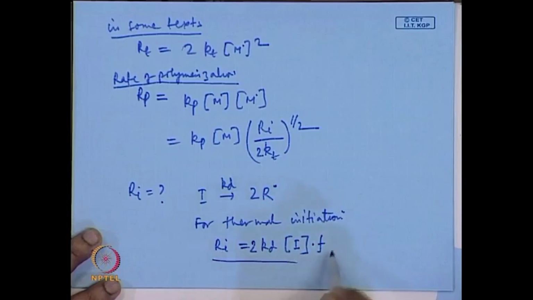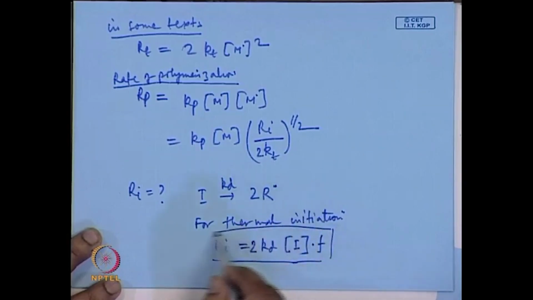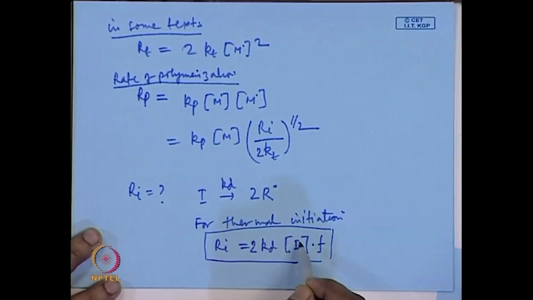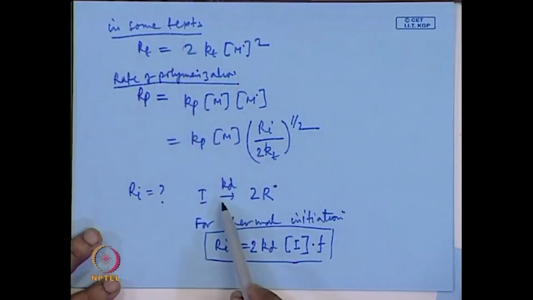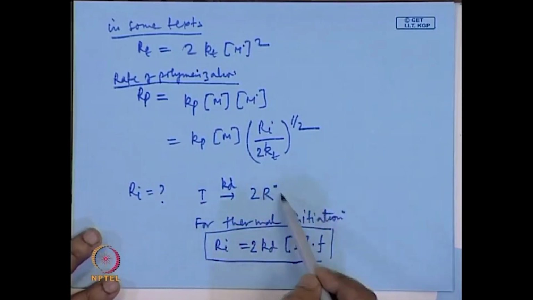So, this would give the total expression for the rate of initiation: rate constant of the dissociation, initiator concentration, this is the efficiency of initiator, and 2 we are writing because we are following the same conventions here. And the logic is that because one initiator molecule is giving up 2 radicals which are initiating 2 chains. So, we are writing 2 here.